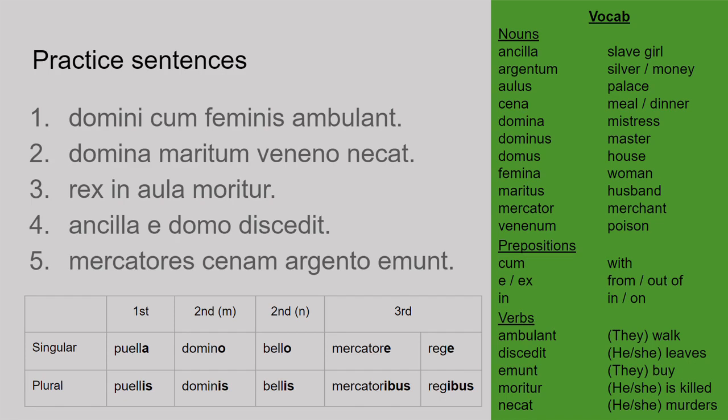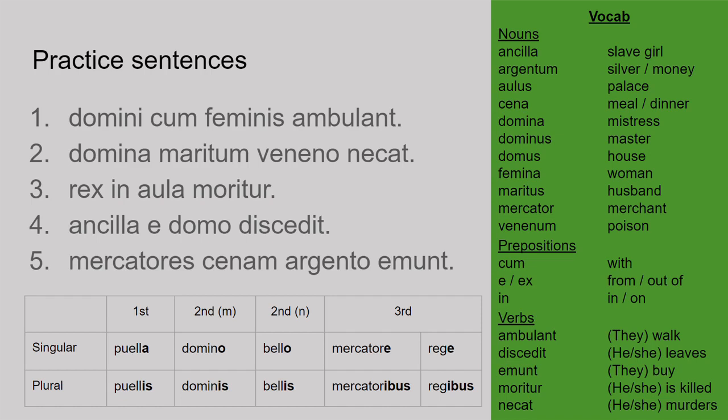For sentence 2, domina maritum veneno necat. Domina is my nominative, but this time it's first declension, so it must be the mistress rather than the masters that we had in the first sentence. So she is in charge. Then I've got the verb. Necat means kills or murders, and now we find an accusative, maritum. The M ending tells me that the husband is the object of the verb.